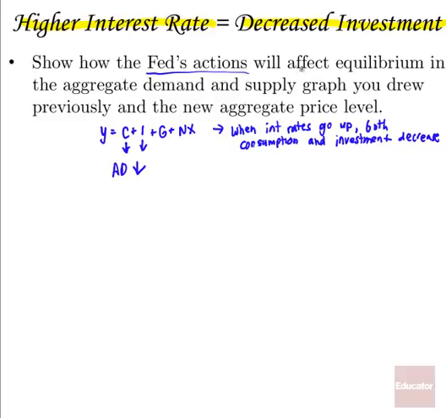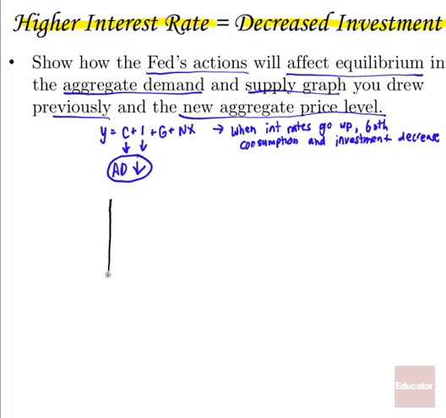Show how the Fed's action will affect equilibrium in the aggregate demand and supply graph you drew previously, and the new aggregate price level. So if the aggregate demand decreases, then what's going to happen to the price level and what's going to happen to the real GDP? Well, let's go ahead and find out here. So you draw this graph accordingly. This is our GDP here, or Y, and on the Y-axis is the aggregate price level.